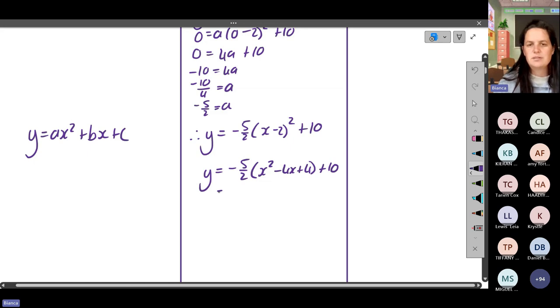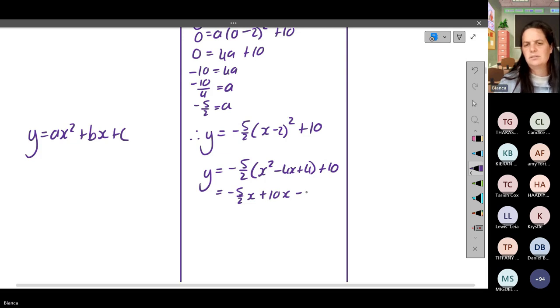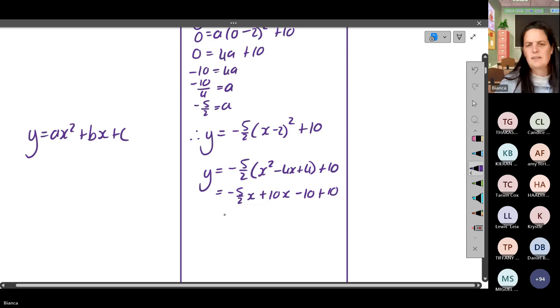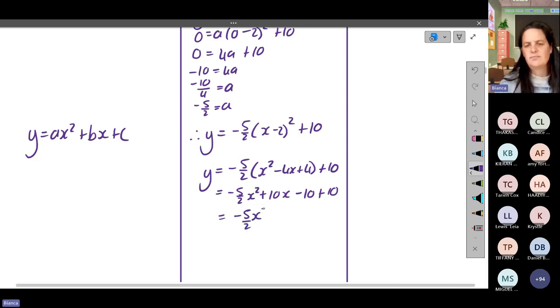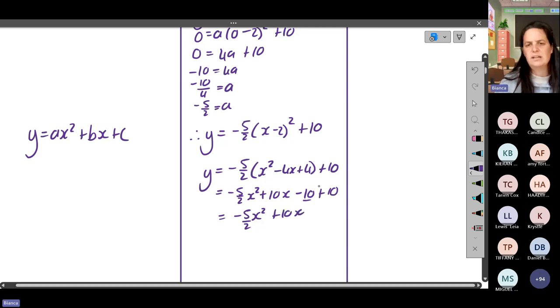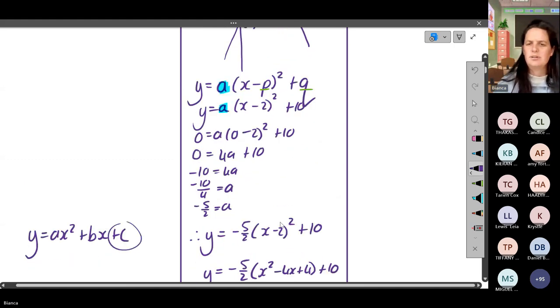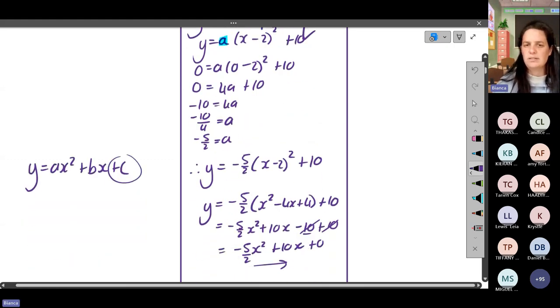Times into the brackets. Oh, wait, I've made a mistake. No, I haven't. So now it looks like this. There's my mistake. And those two cancel each other out. So that's my parabola. Can you see the little square there? And it makes sense because the y-intercept we knew was 0. You can see here the y-intercept is 0. So that's the one way we can ask it.